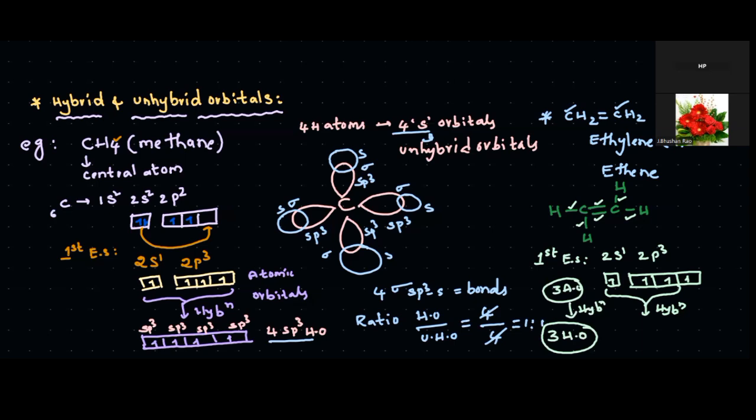Okay, next term. Now coming to the same condition. After that, of the 3 atomic orbitals, one is unhybrid. These are the hybrid orbitals, and each hybrid orbital has one electron. Here the unhybrid orbital also has one electron. In this, these hybrid orbitals are called sp2, sp2, sp2.